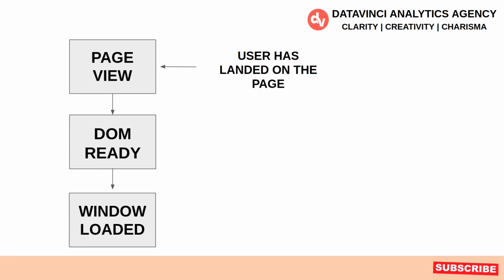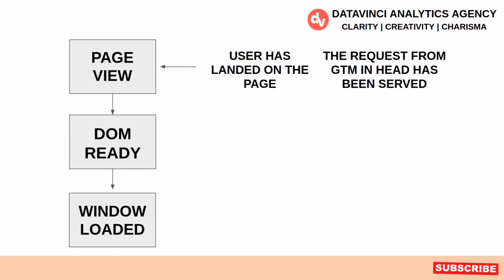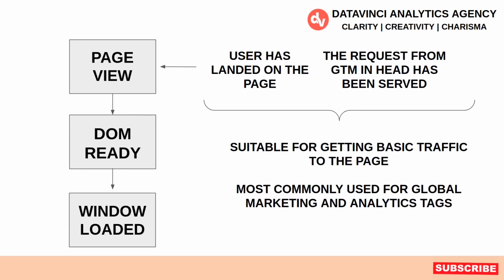So the user has landed on the page and the request from GTM in the head has been served. So you place the GTM code snippet in the head tag, right? So if it has happened that the browser has reached that part of the code where the GTM code is present in the head tag, then this page view trigger gets loaded. All right. So this is suitable for getting basic tracking of the traffic, because this will fire as soon as someone has landed on the page.